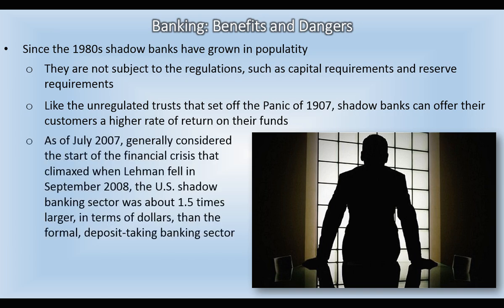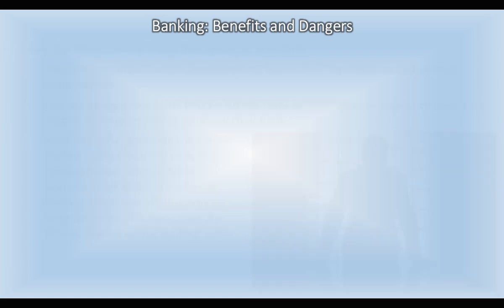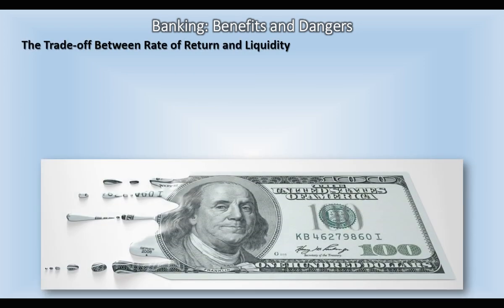As of July 2007, generally considered the start of the financial crisis that climaxed when Lehman Brothers, an old investment bank, went under. When they fell in September of 2008, the U.S. shadow banking sector was about 1.5 times larger in terms of dollars than the normal formal deposit-taking banking sector. So it has become huge as far as the financial sector. So let's talk about the trade-off between the rate of return and liquidity.